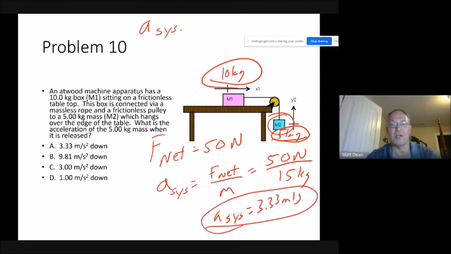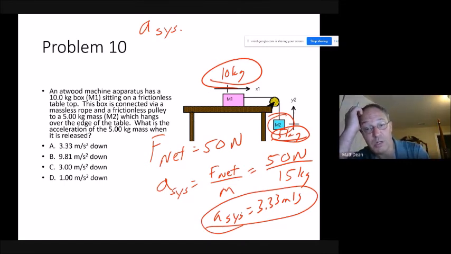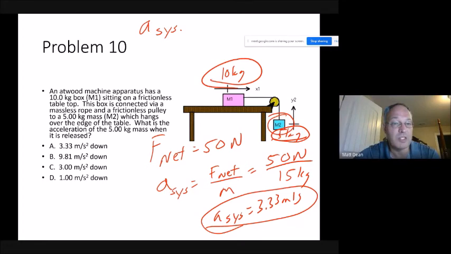Now, since these objects are connected by a rope, they all accelerate at the same rate. Now, this question specifically asks about box M2. We know it's going to accelerate down. So its acceleration is negative 3.33 meters per second square, or 3.33 meters per second squared down. If we had the same question, but we asked for the acceleration of box M1, it would be 3.33 meters per second square to the right.